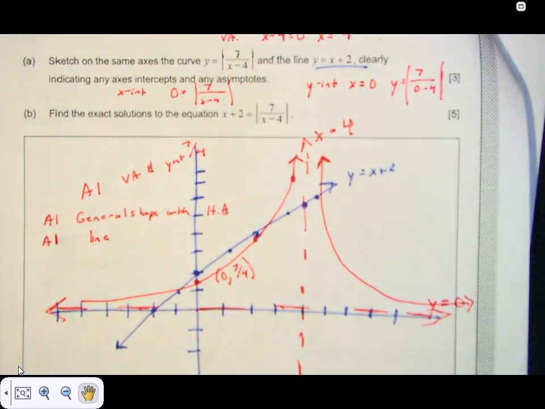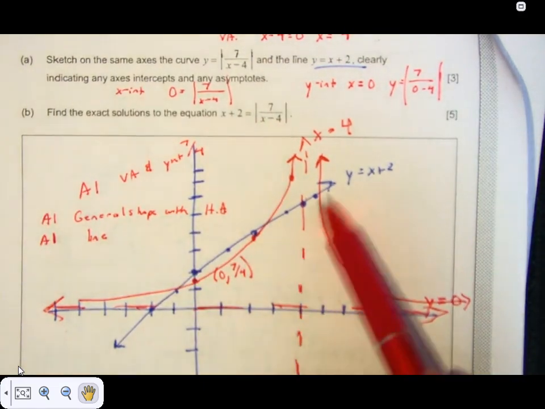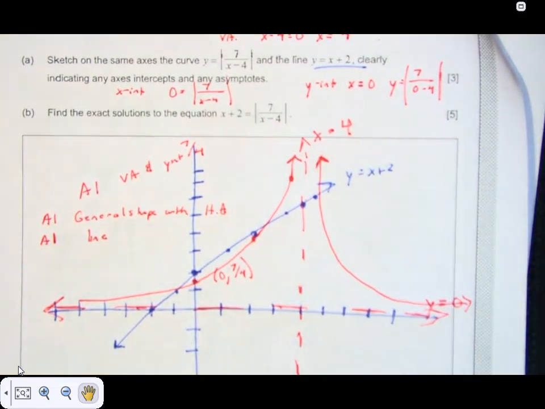So then it says find the exact solutions to the equation. And since we drew both of them, how many solutions does it look like we should have? Yes, there are 3 intersection points, so I'm hoping for 3 answers. If this was paper 2, I would just graph them and find the intersection points and mark them and be done. Sadly, they did not ask me this on paper 2.